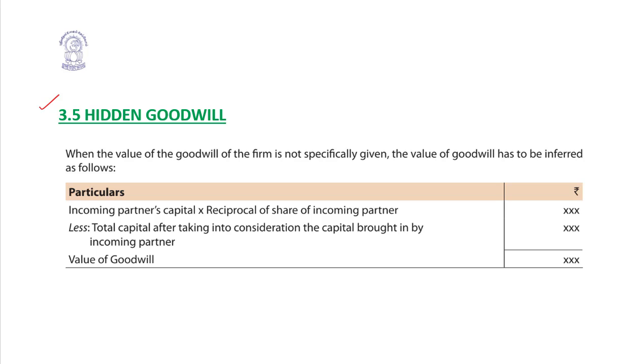The next topic is hidden goodwill. When the value of goodwill of the firm is not specifically given in the question, the value of goodwill has to be implied or inferred as follows. Incoming partner's capital multiplied by the reciprocal of the share of the incoming partner, less total capital after taking into consideration the capital brought in by the incoming partner. The difference will be the value of goodwill.